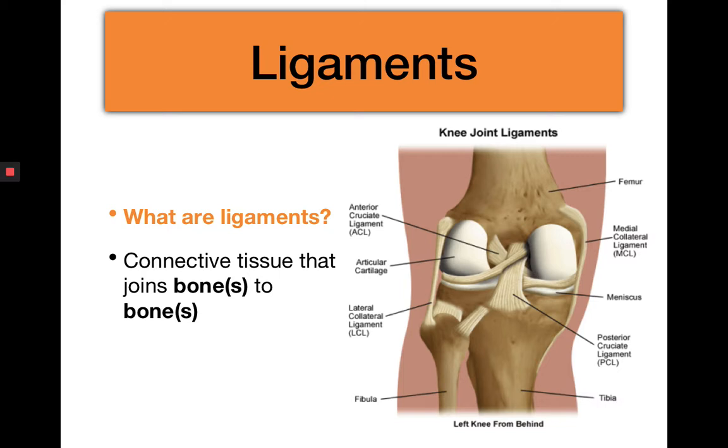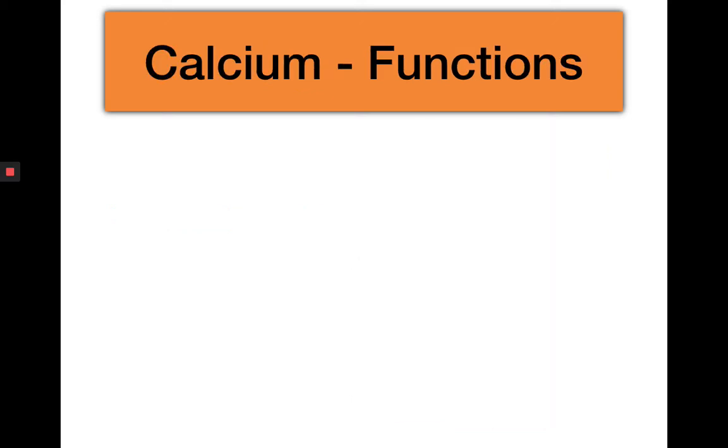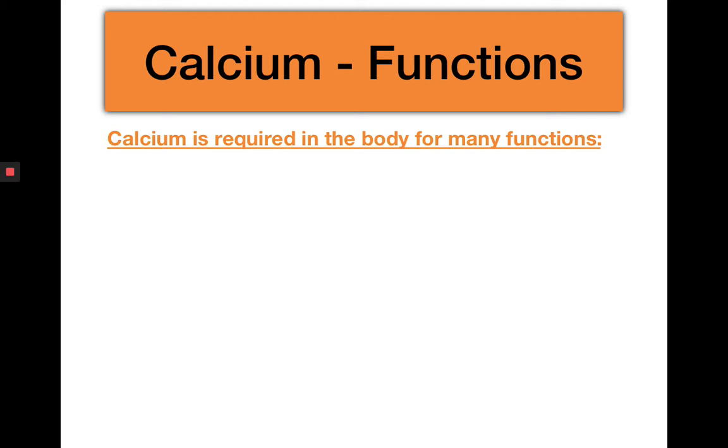So what are ligaments? Connective tissues that join our bones to bones. Calcium storage is another function of the skeletal system, and this calcium has many functions in the body. So we eat it, we lay it down, we store it, and then we use it as and when it's needed. And for all chemical reactions in the body, calcium needs to be present.